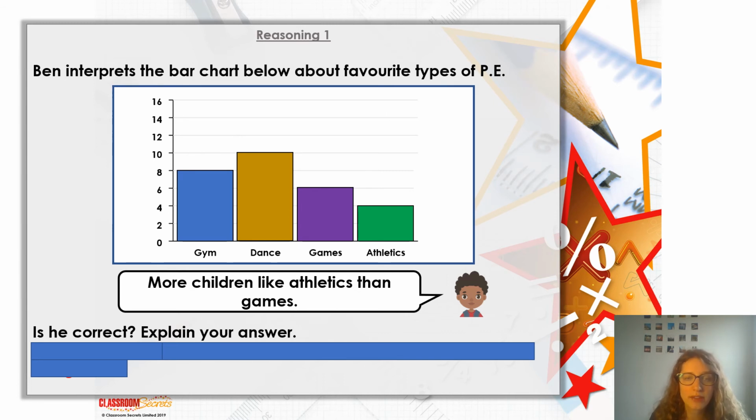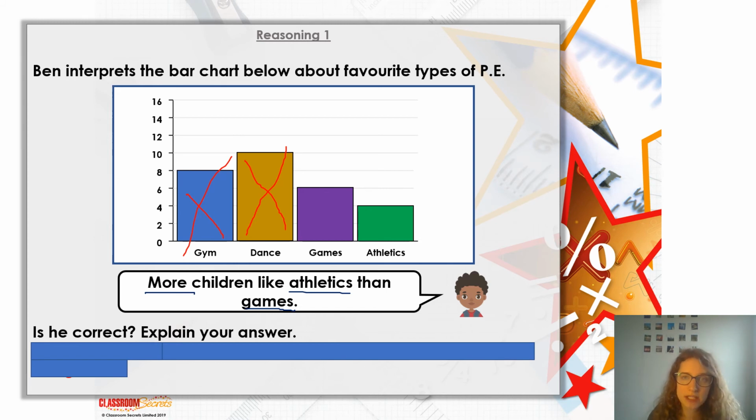So look at the bar chart. So we're looking for athletics and games, and we are looking for more. All right, so actually we can at the moment ignore this one because we don't need gym and we don't need dance at the moment, so we can ignore those. We're just looking at these two. So he's saying more children like athletics than games. Okay, so what do you think?